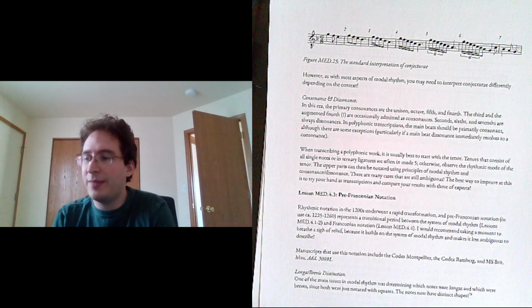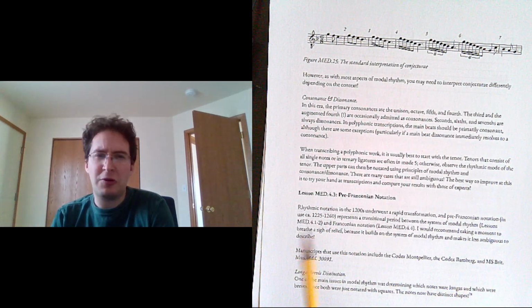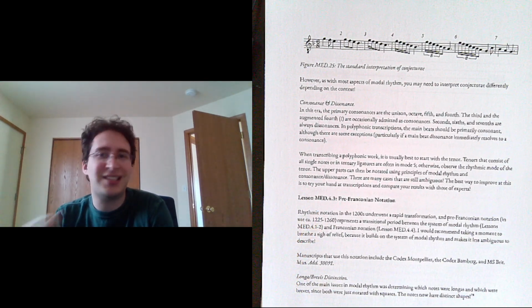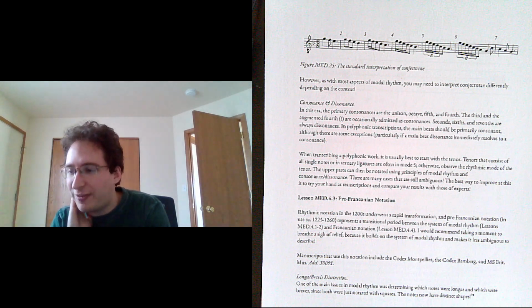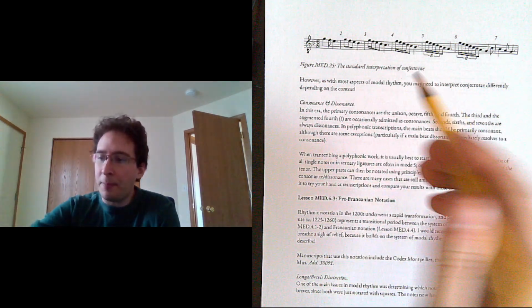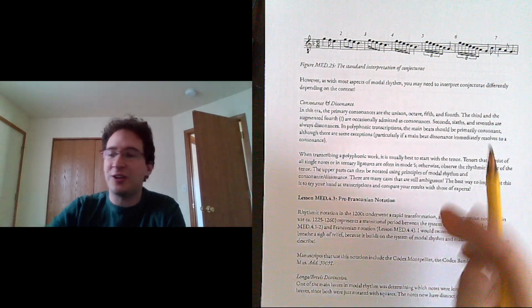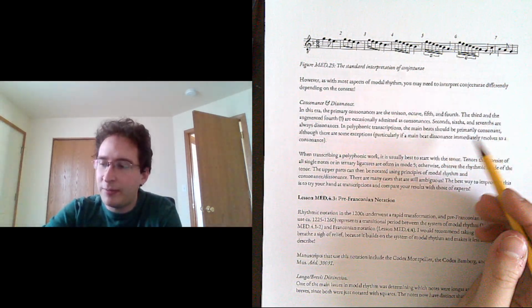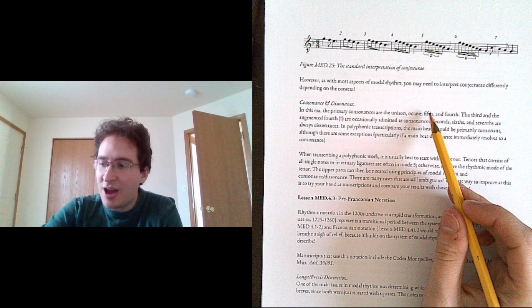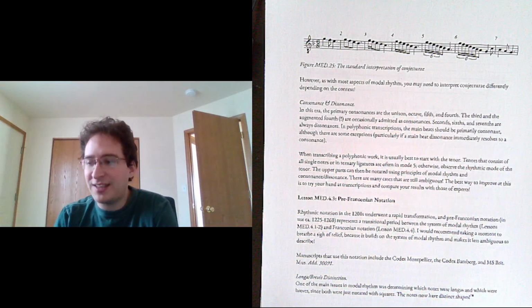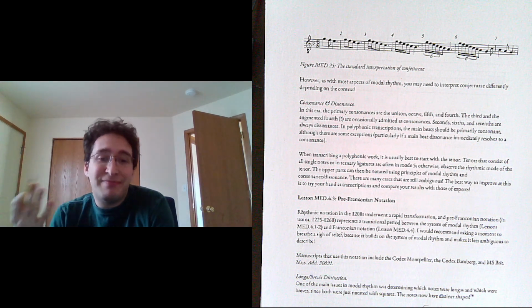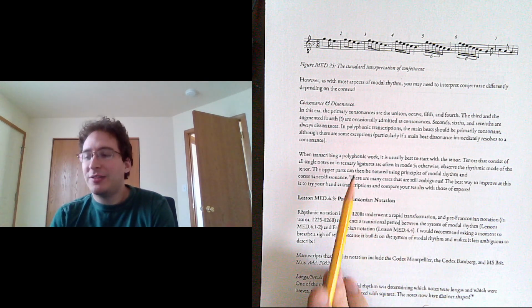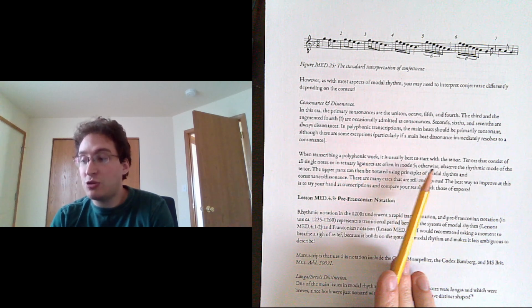fourth in this era. The third and augmented fourth are occasionally allowed as consonances, but seconds, sixths, and sevenths are always dissonances. We'll look more at consonance and dissonance in section MED.4.2, but this can help guide figuring out rhythm if you're dealing with polyphony. The main beat should be primarily consonances. There are always some exceptions, particularly if it immediately resolves. Might help, might not.